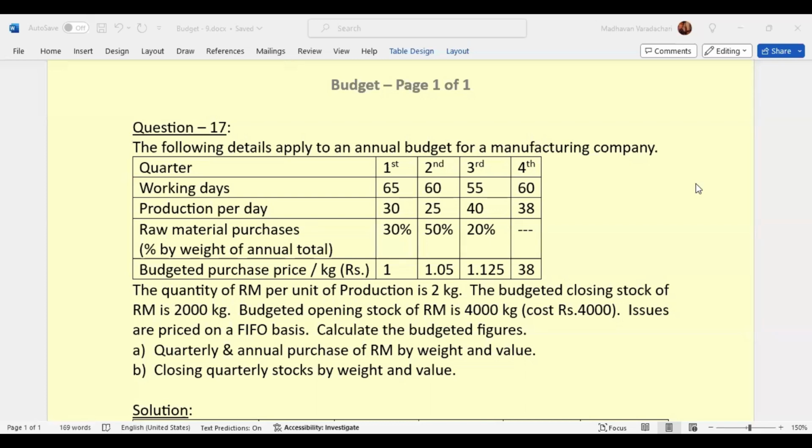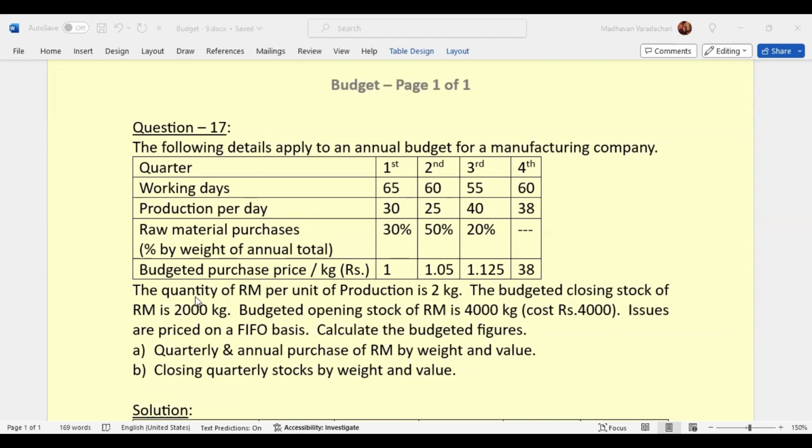Hello everyone. In continuation to our topic budgeting, this is question 17. The following details apply to an annual budget for a manufacturing company. Quarter 1, 2, 3, 4 working days are given as 65, 60, 55, 60. Production per day is given as 30, 25, 40, 38. Then raw material purchases are given as a percentage by weight of the annual total.